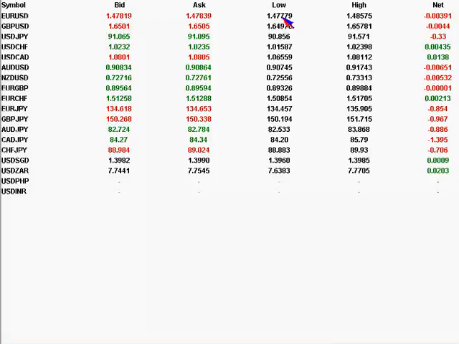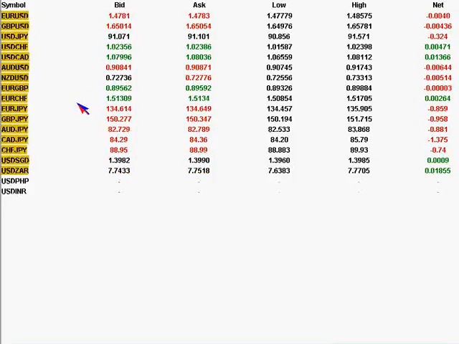So 1.4785 was the earlier low. Now, if you watch, even after 30 minutes they will be holding below that. Even at 1.4781, if you try to take a sell position, you will be able to see profit during this particular session.